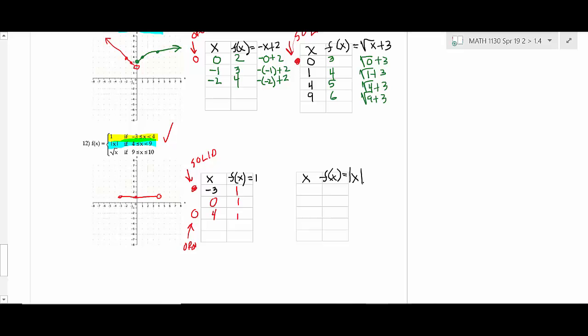Now it's absolute value of x. Remember, the absolute value of x is the one that looked like a v. We're only going to do part of that, though. And again, same concept. The numbers you're going to use are between 4 and 9. The 4 is solid, the 9's open.